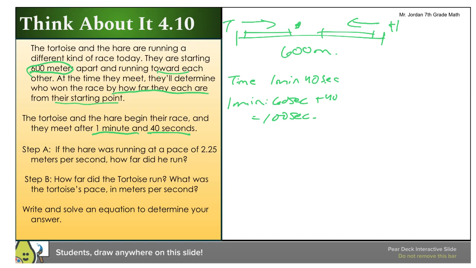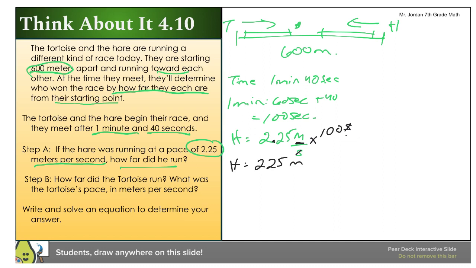So 100 seconds. So if the hare was running at a pace of 2.25 meters per second, so we have the hare. His speed is 2.25 meters per second. How far did he run? Well, at 2.25 meters per second, we know that he ran for 100 seconds. So the seconds are going to cross off, and it's going to get me the distance in meters. So 2.25 times 100, the hare ran 225 meters.